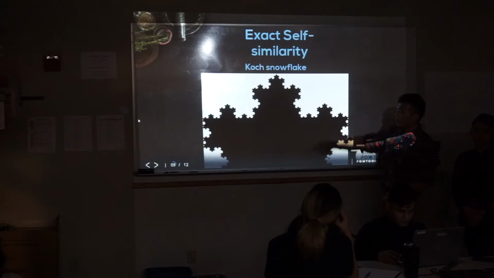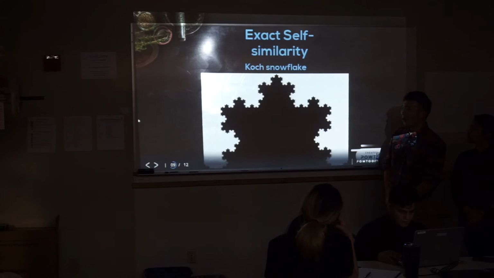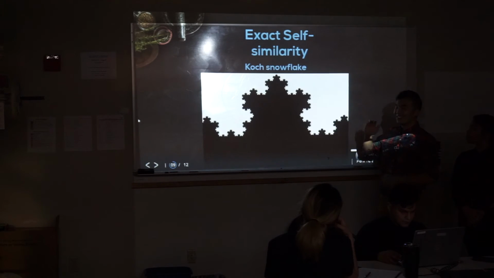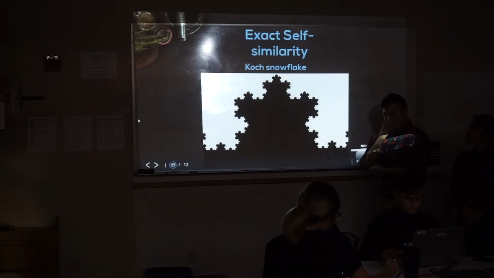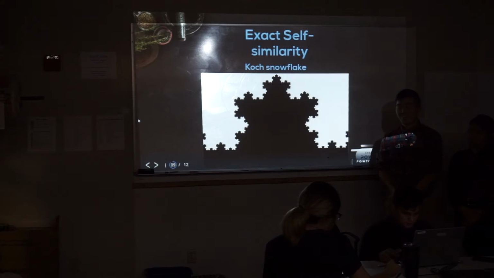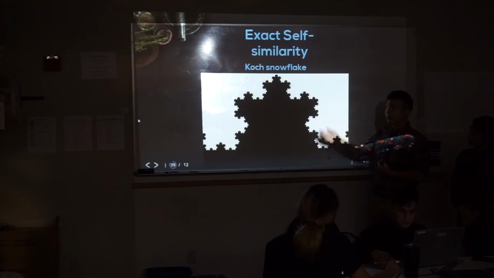One of the traits of exact self-similarity is that when you look at the fractal through different scales, it appears identical. As you can see with the Koch snowflake, it keeps repeating itself.